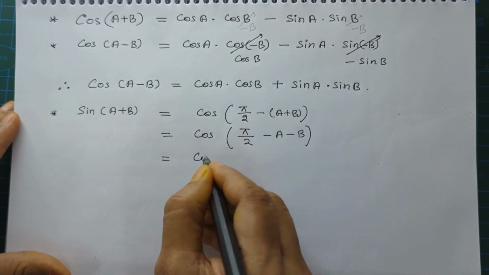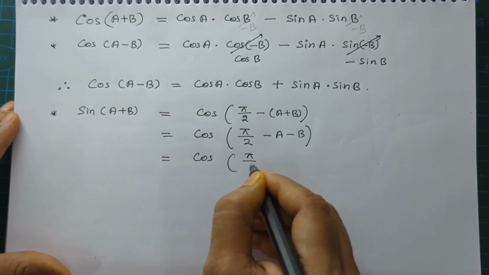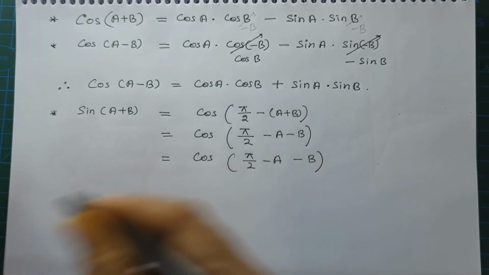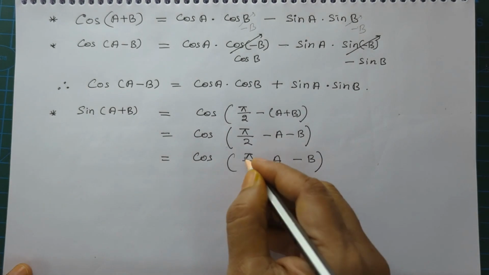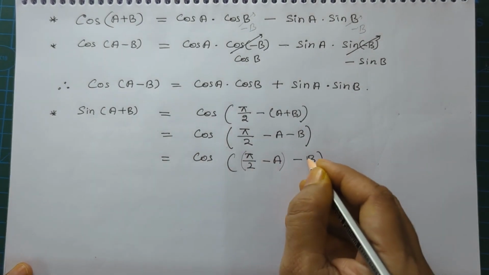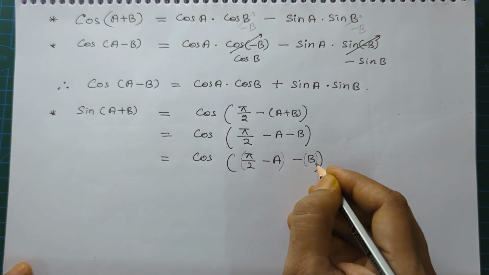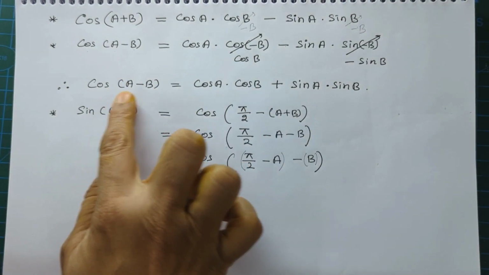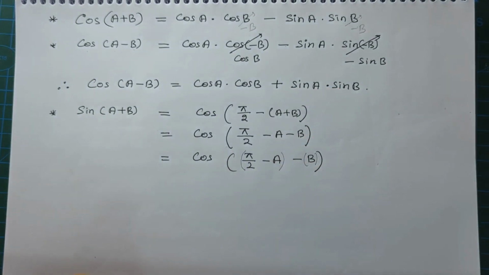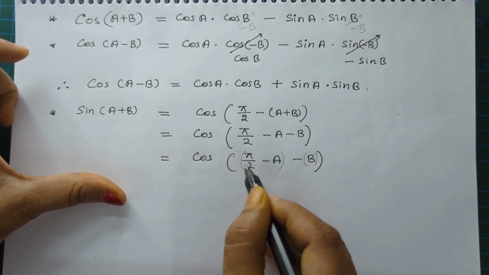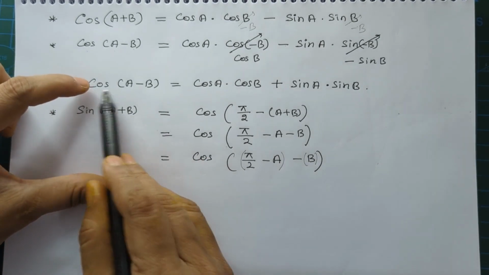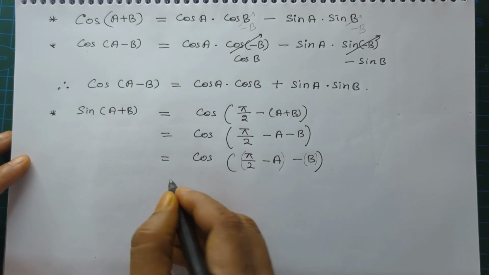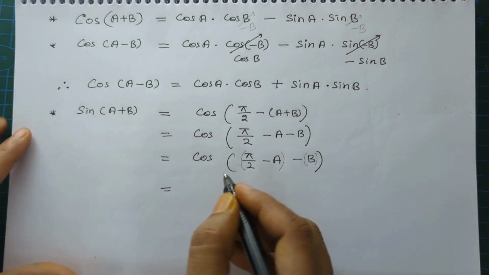So we will get cos of pi by 2 minus A, minus B. Here pi by 2 minus A is one angle and B is another angle, and we will use the cos A minus B identity to expand this. Cos A minus B is cos A cos B plus sin A sin B. I am going to use that to get the identity for sin A plus B.